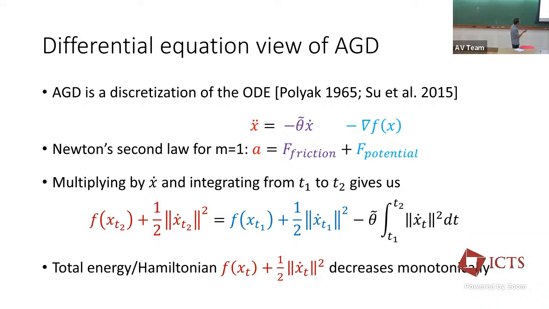So again, if you multiply this entire equation by x dot and integrate from t1 to t2, then we get something which again has a lot of physical meaning: f of x t2, which is the potential energy at time t2, plus half x dot t2 squared, which is the kinetic energy at time t2, is equal to the total energy at time t1 minus theta twiddle times this integral. This entire thing is the amount of energy that's dissipated due to friction, right? So the key insight this gives us is that we can think of this as the energy function that the dynamics is minimizing in the limit, right?